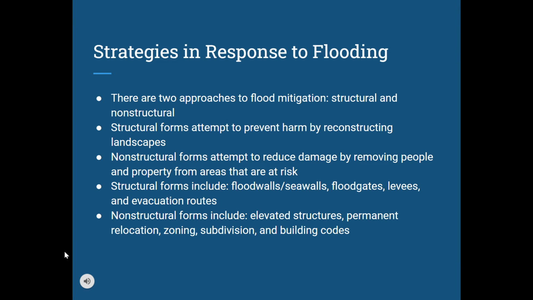Strategies in response to flooding. There are 2 approaches to flood mitigation: structural and non-structural. Structural forms attempt to prevent harm by reconstructing landscapes. Non-structural forms attempt to reduce damage by removing people and property from areas that are at risk.